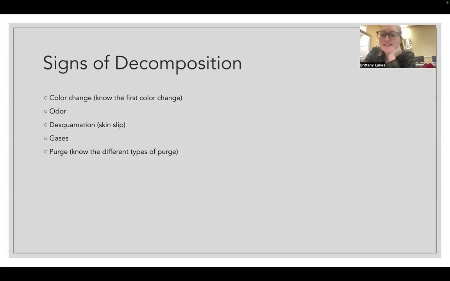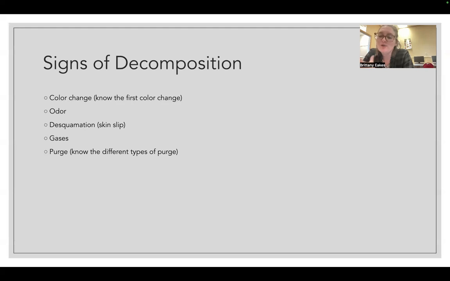We have gases that will form in the viscera as decomposition progresses. This generally begins in the stomach and the intestines. The gases will cause the abdominal cavity to swell, and later gases will form in the tissues of the body. It causes tissues to swell.